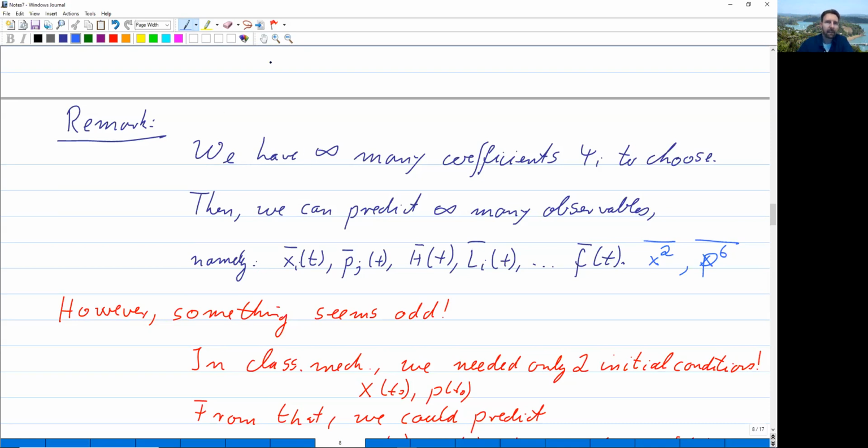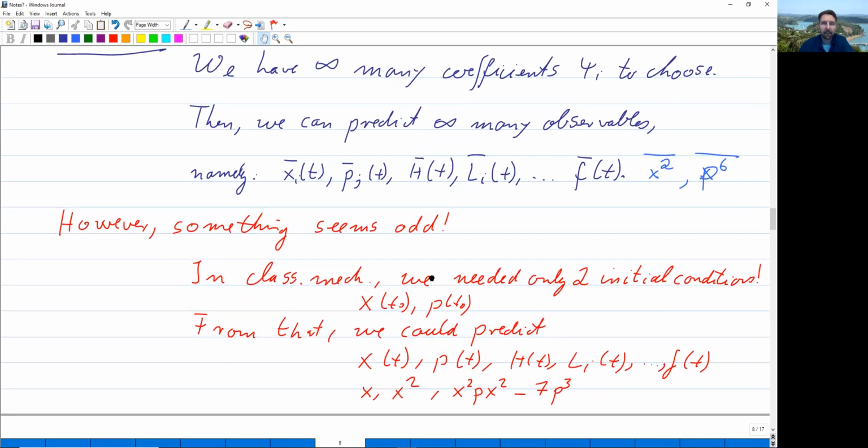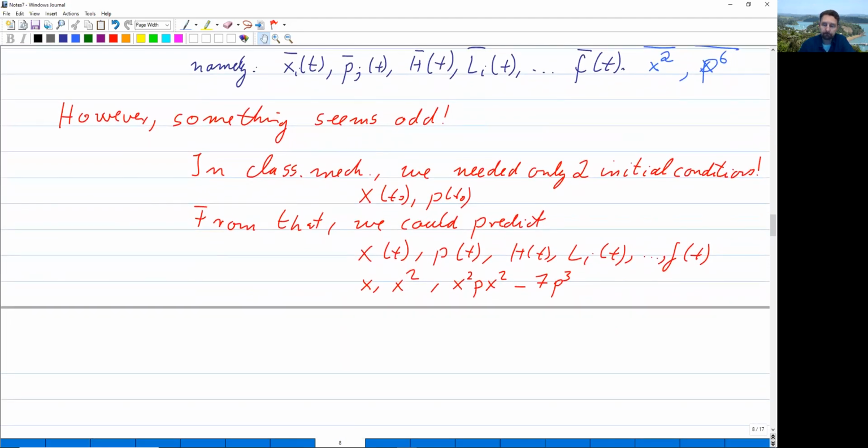No. There is a reason why in quantum mechanics we get to choose infinitely many initial conditions psi, when in classical mechanics we only choose 2 initial conditions. The reason is that in classical mechanics there really are only 2 things to predict: the x of t and the p of t, and then any polynomial of the x and the p can be predicted from what the x and the p are. Not in quantum mechanics. Why?